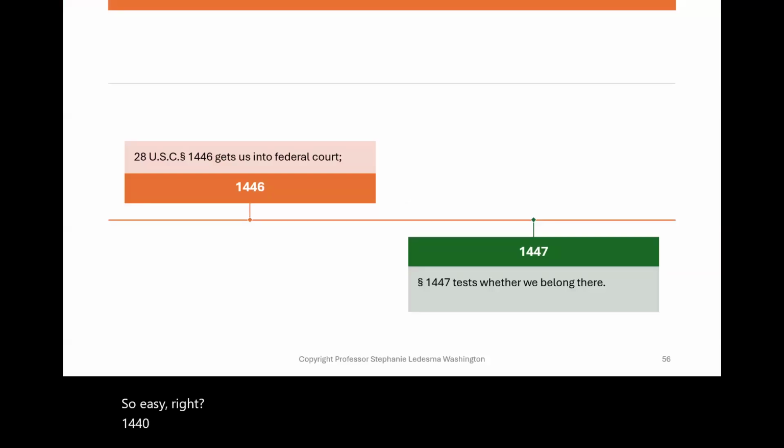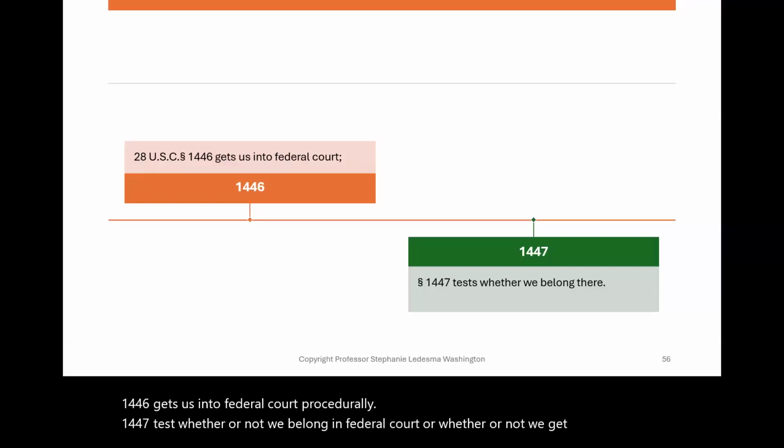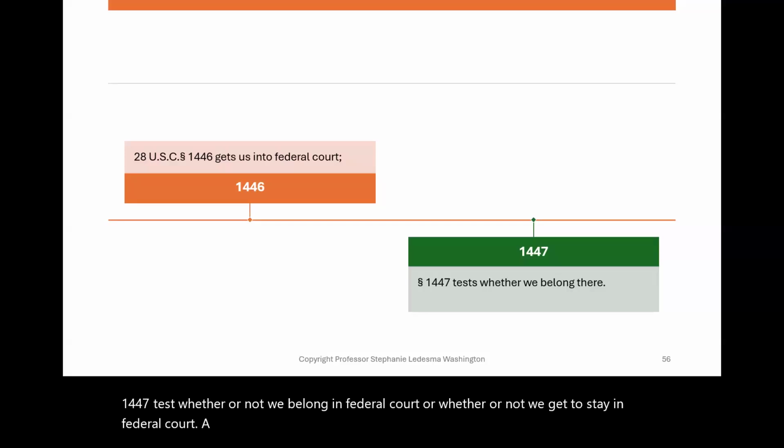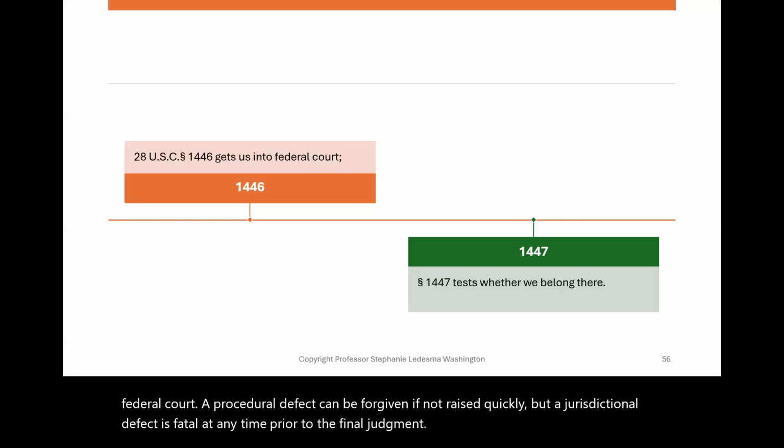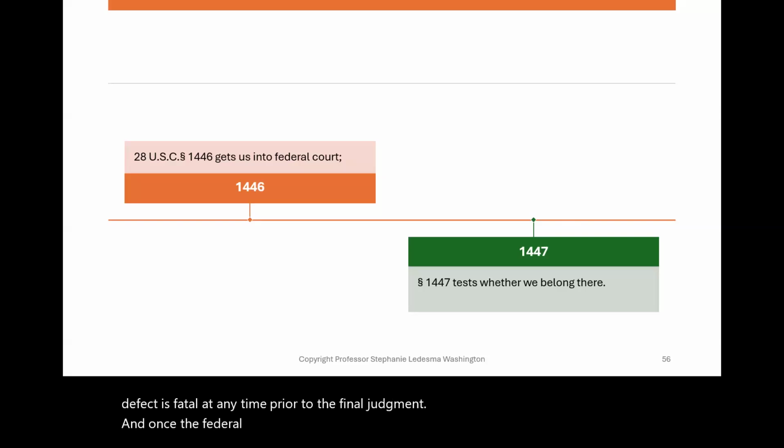1446 gets us into federal court procedurally. 1447 tests whether or not we belong in federal court or whether or not we get to stay in federal court. A procedural defect can be forgiven if not raised quickly, but a jurisdictional defect is fatal at any time prior to the final judgment. And once the federal clerk mails a certified remand, the federal court's doors are closed.